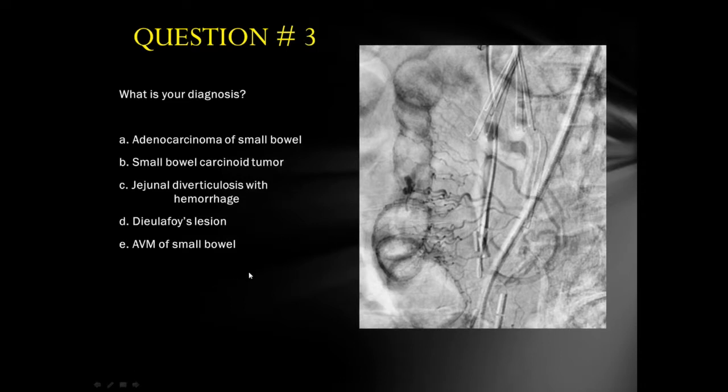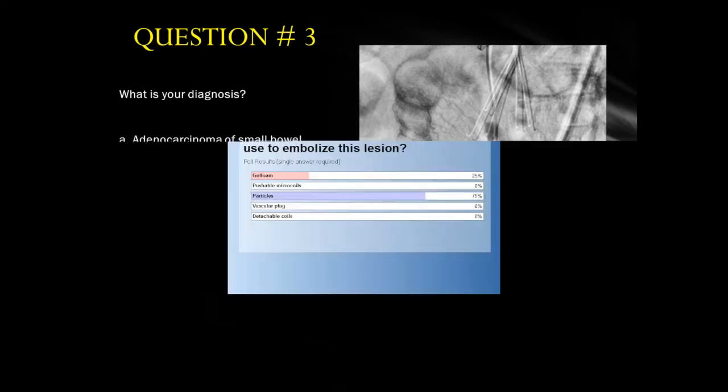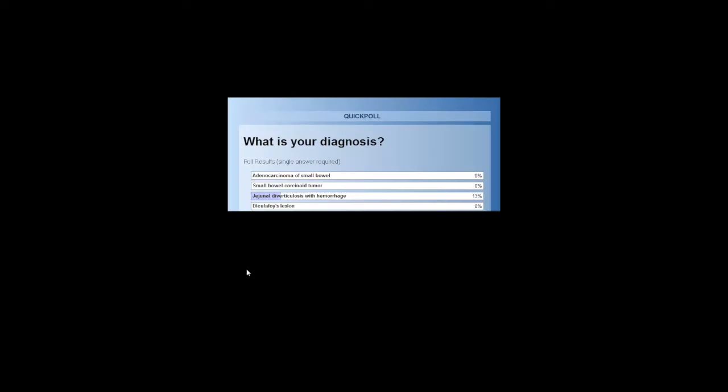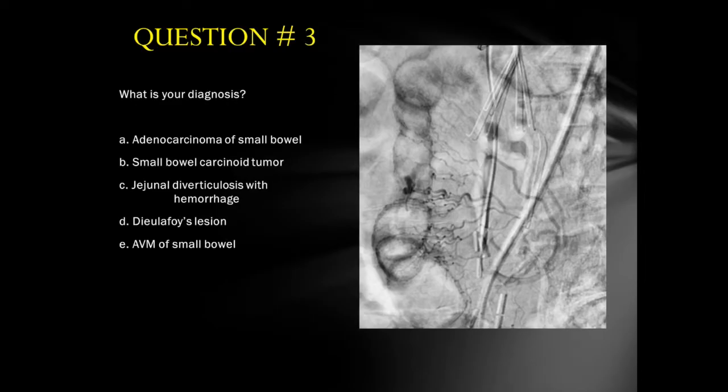Based on this image, I'll ask you quickly, because I know we're running a little short on time, what's your diagnosis? Adenocarcinoma of the small bowel, carcinoid, diverticulosis with hemorrhage, Dieulafoy's, or an AVM of the small bowel? Okay, so 88% answered AVM and 13% answered jejunal diverticulosis with hemorrhage. So 88% have it. This is an AVM of the small bowel.